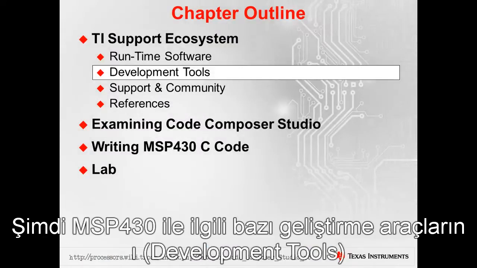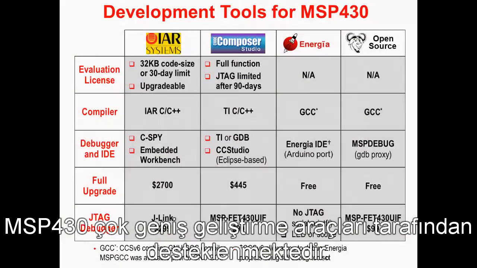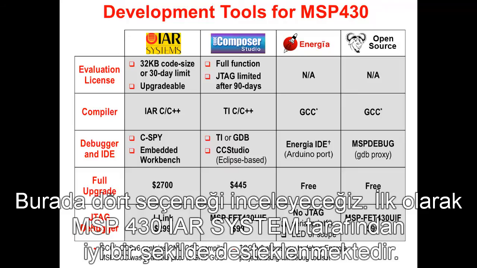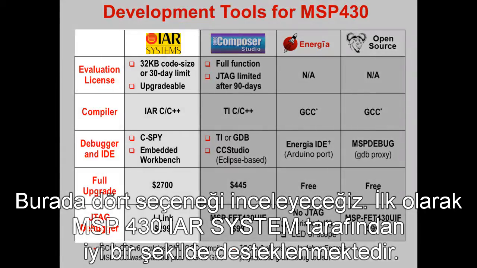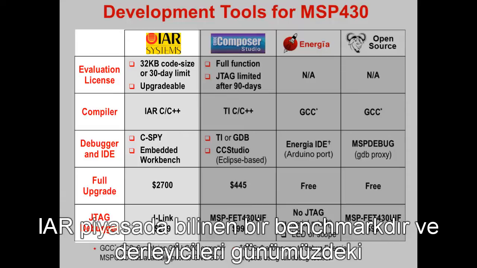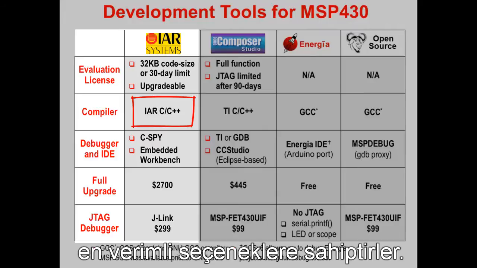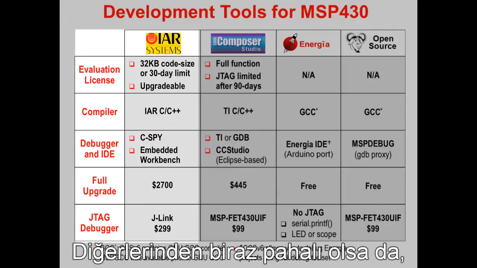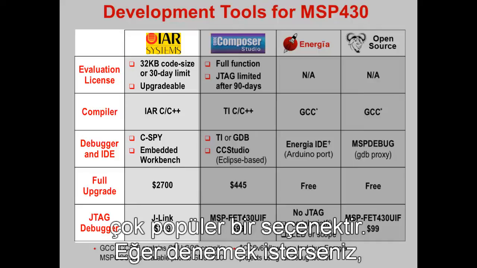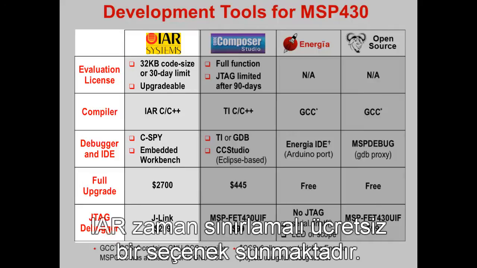Next, let's briefly review some of the development tools that are available for the MSP430. The MSP430 is supported by a vast set of development tools. Here we examine four options. First, the MSP430 is well supported by IAR Systems. IAR is the benchmark in the industry. In fact, their compiler is the most efficient option available today. Even though it's a more expensive option than the others, it's a very popular one. If you want to try them out, IAR provides a free option that is time or code size limited.